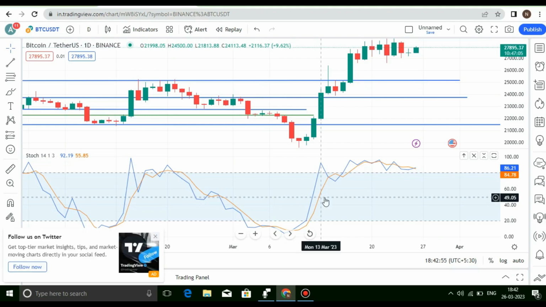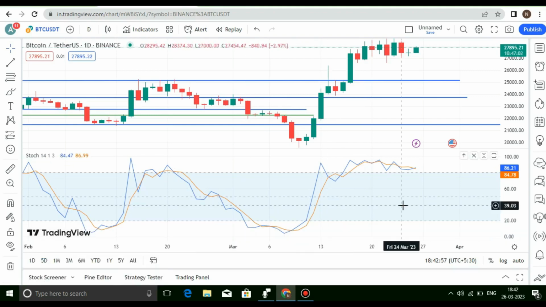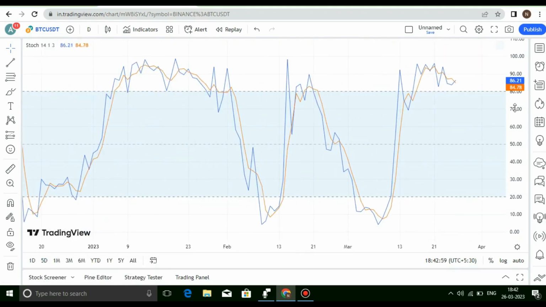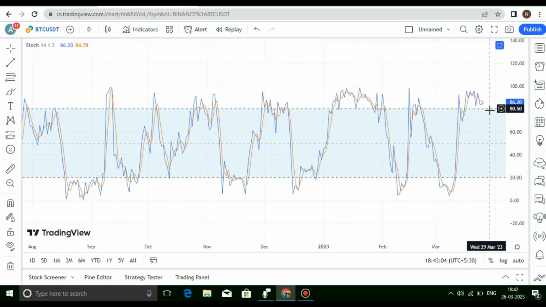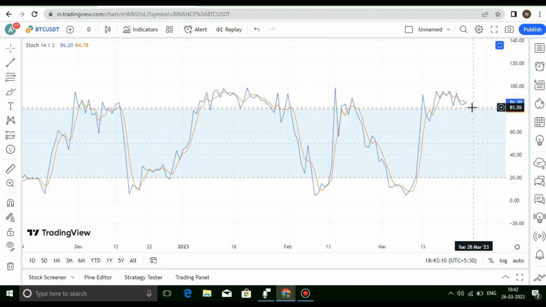In the stochastic oscillator, as you can see, it generally oscillates between 80 and 20. If the stochastic chart moves above the 80 range, it is considered an overbought market. The market is overbought and trend reversals can happen at that time. So whenever the stochastic oscillator reaches more than 80, you can consider that the market is overbought.